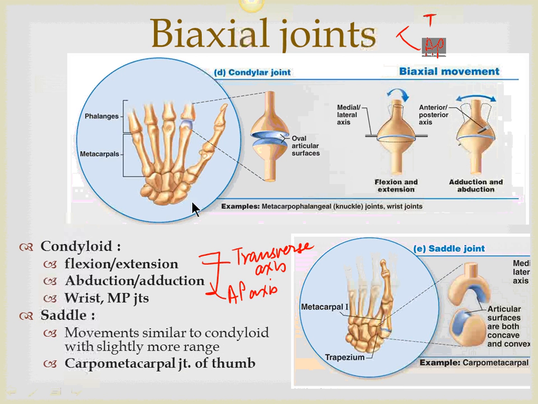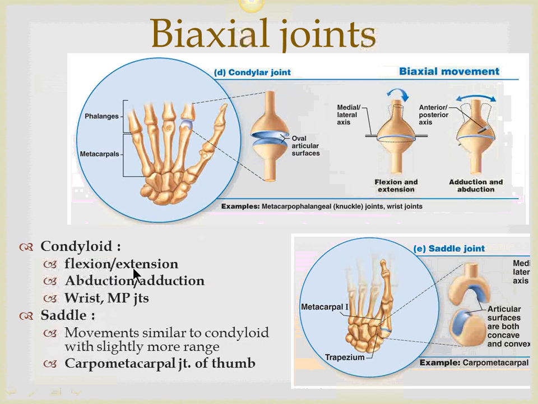So there are kind of oval articular surfaces you can see. This one is kind of raised and the other one is hollowed, but they're both oval. And here you can see, this is along a transverse axis, flexion and extension. This is along an anteroposterior axis, abduction and adduction. So can you see that? Examples of this joint are the wrist joint, okay?